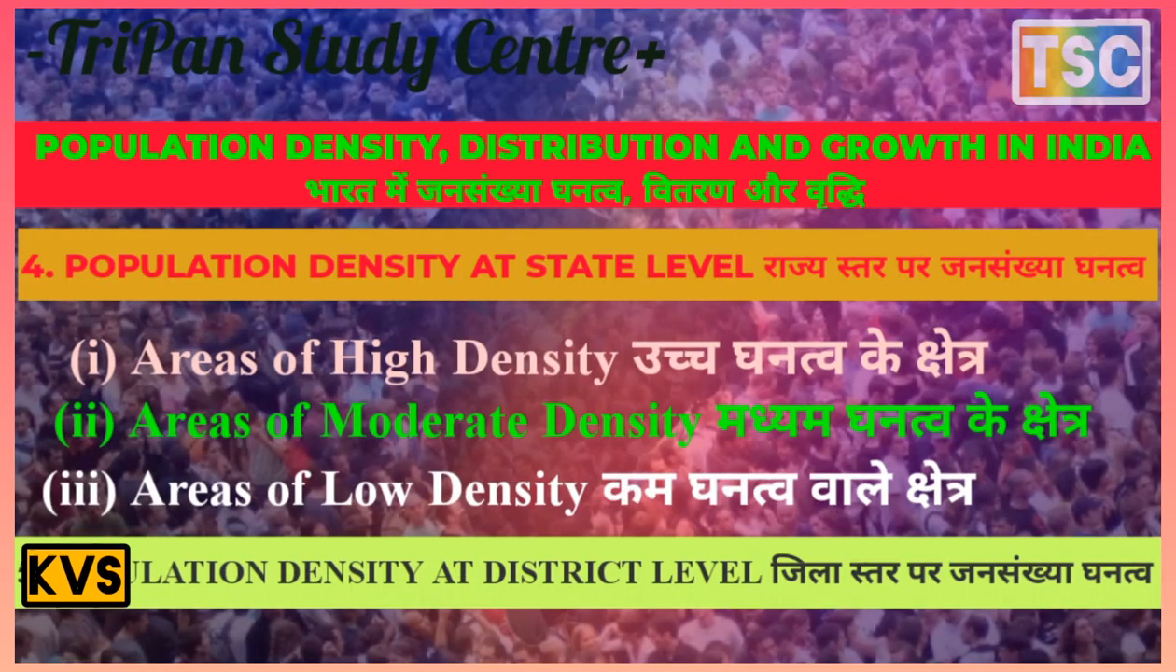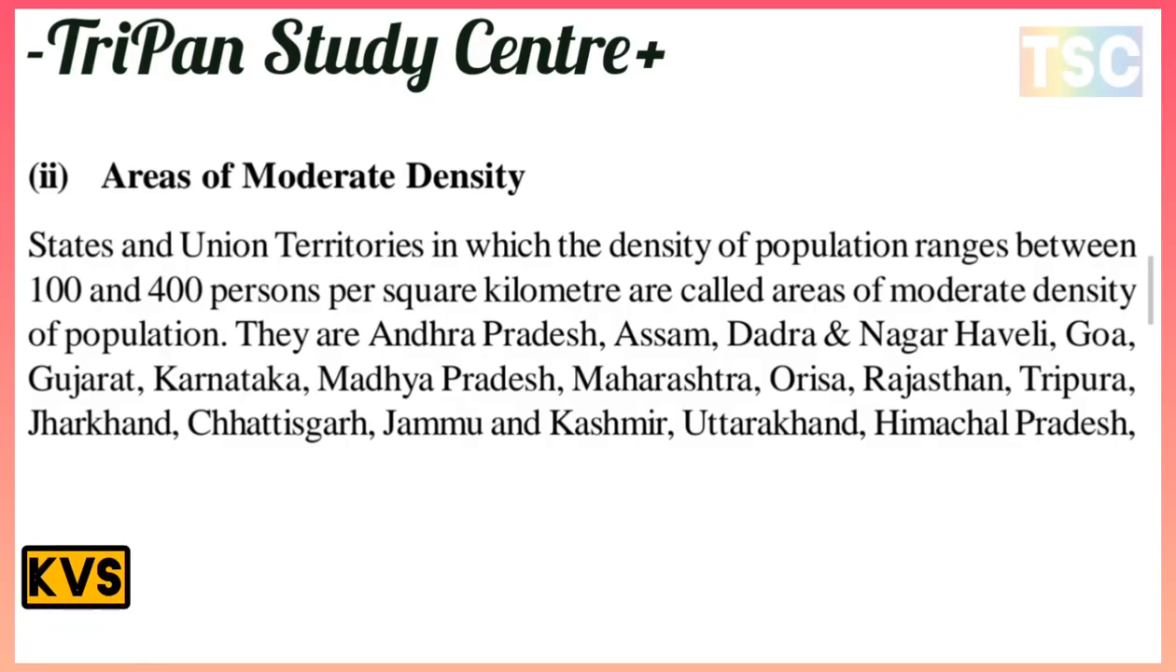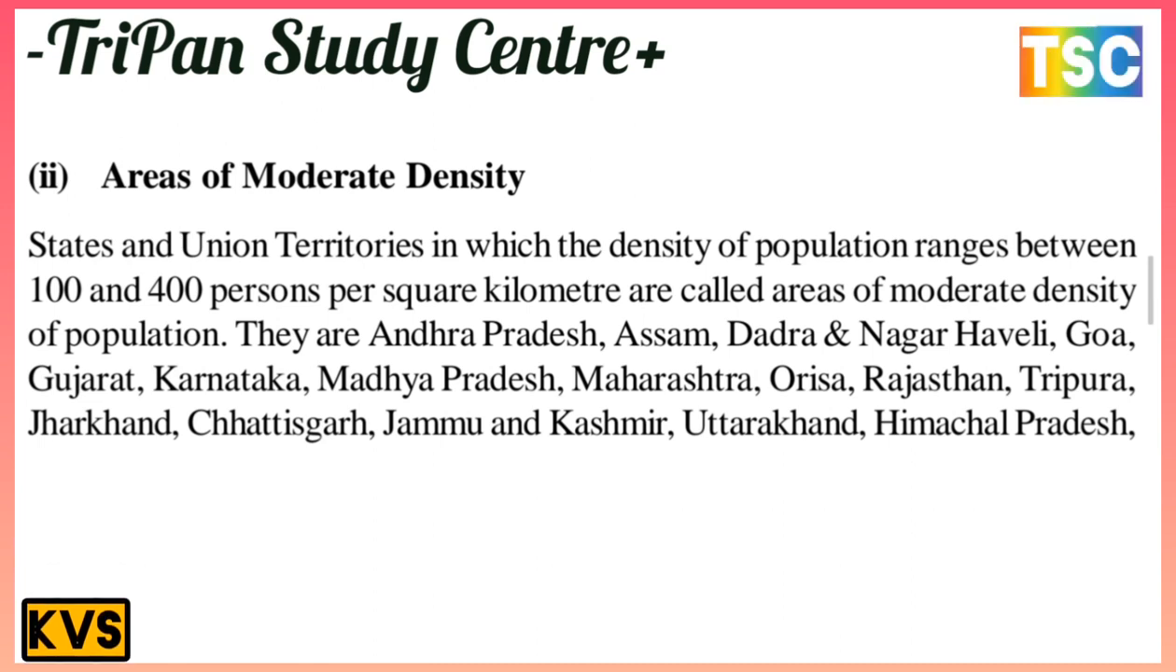Next, the area of moderate density. States and union territories in which the density of population ranges between 200 to 400 persons per square kilometer are called areas of moderate density of population. These include Andhra Pradesh, Assam, and Dadra and Nagar Haveli.